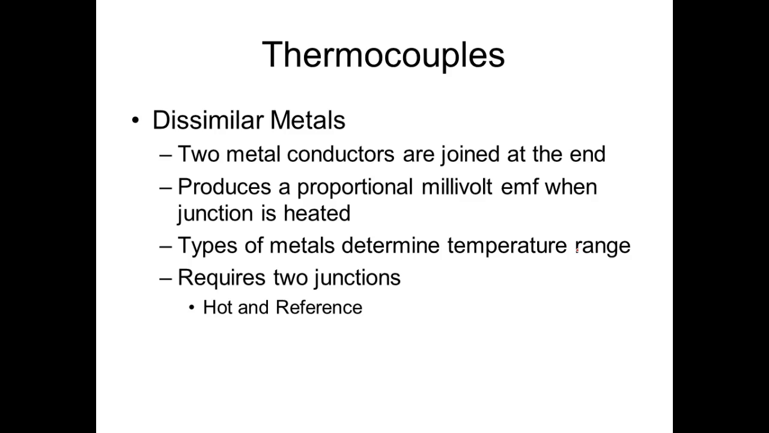Now, the types of metals determine the temperature range. It requires a reference junction. If I'm going to get a voltage, it's just like when we use an incremental encoder. What do we have to do if we're going to get a position out of that thing? We have to always start from a reference point. So this is going to give us a voltage that's proportional to temperature, but you have to have a reference for that temperature, right? If I measure 15 millivolts out of it, what does that mean? Unless it's referenced to a certain level.